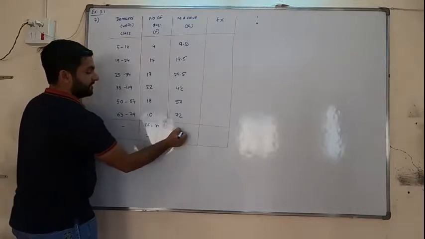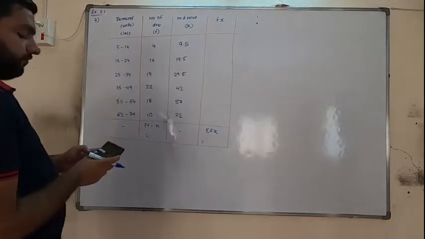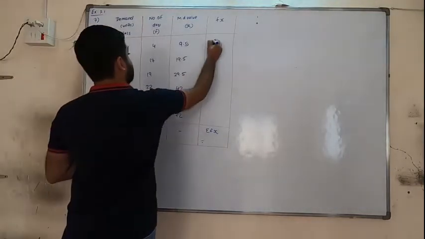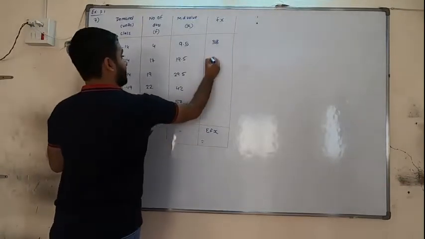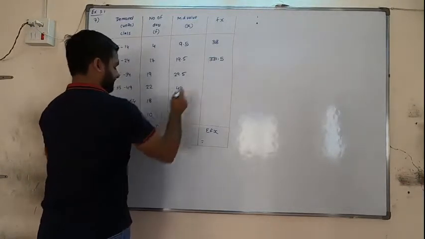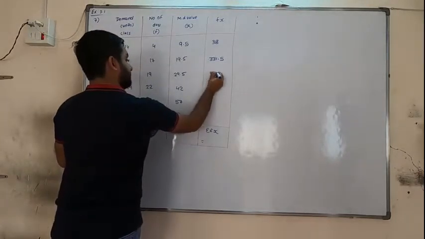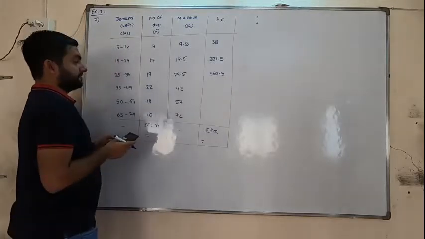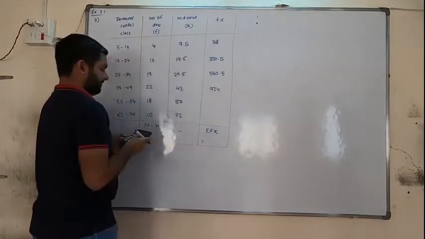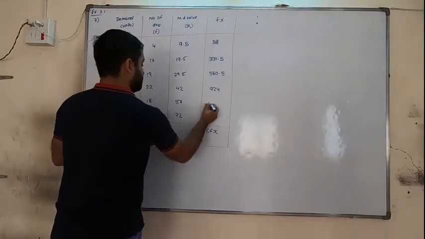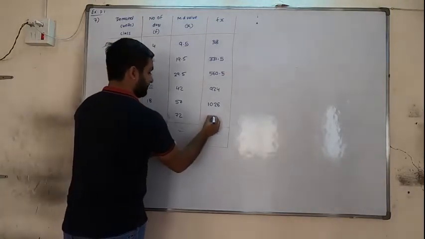Sigma f is equal to n. Sigma fx: 4 into 9.5 is 38. 17 into 19.5 is 331.5. 19 into 29.5 is 560.5. 22 into 42 is 924. 18 into 57 is 1026. 10 into 72 is 720.